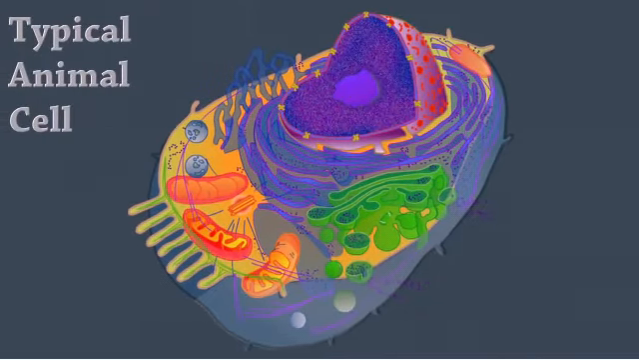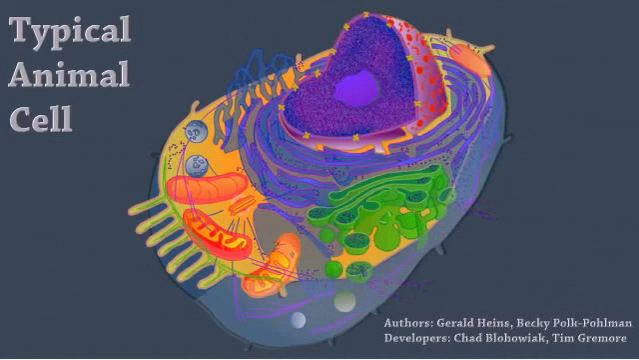Today, we've reviewed the parts of the animal cell and the function of organelles. You've completed a typical animal cell.